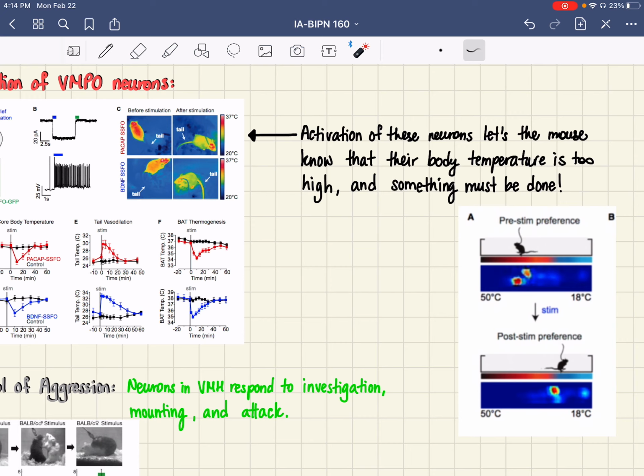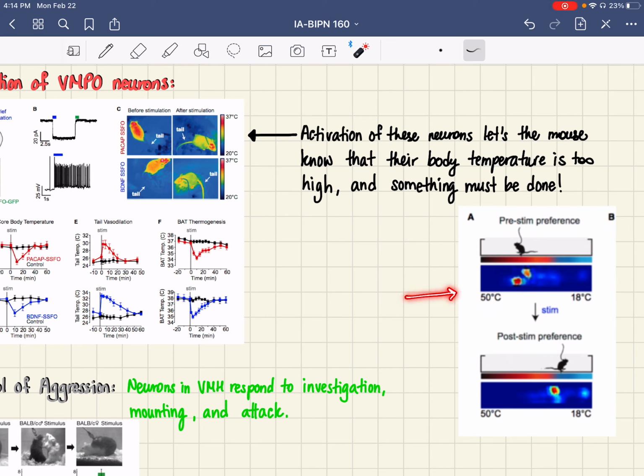They actually let your body know that your body temperature is too high, right? Too hot. And something needs to be done. So you need to reduce that temperature, or else that's not going to be good.